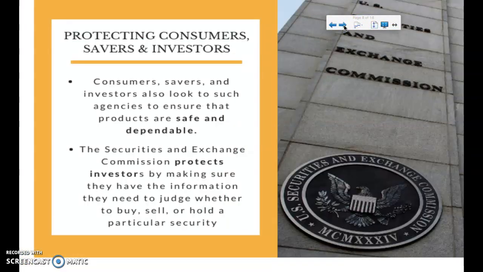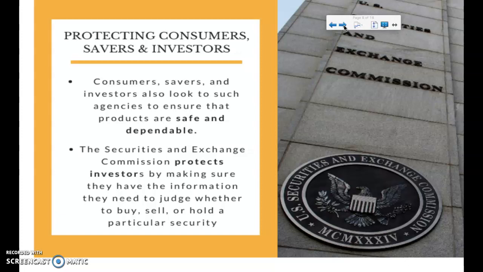So another type of regulatory agency is the government takes on the role of protecting consumers, savers, and investors. So the government wants to make sure that products are safe and dependable. So there are regulatory agencies specifically for protecting consumers, like the FDA. You've probably heard of the Food and Drug Administration. They're going to oversee food safety. They test and approve drugs before they go on the market. That is there to ensure consumer safety and safe practices.